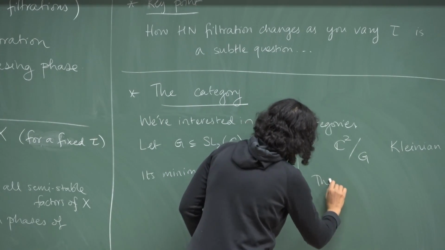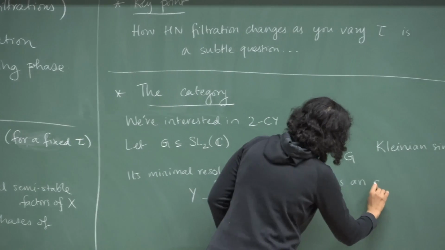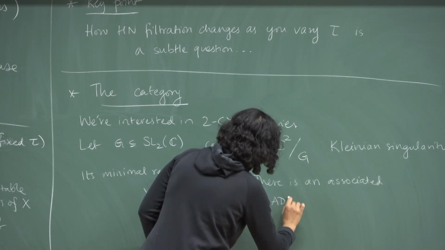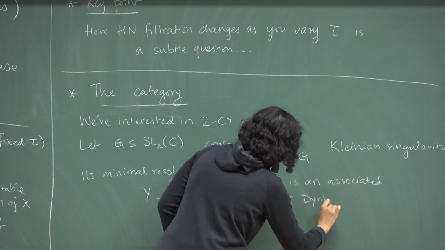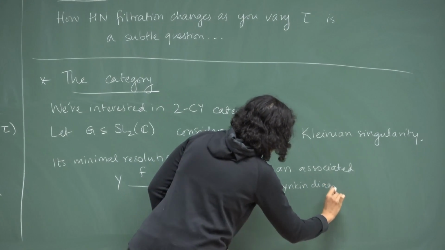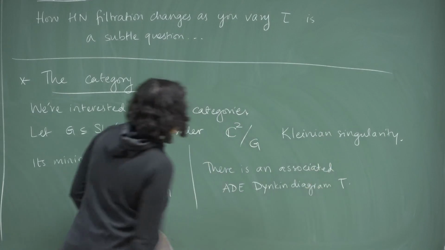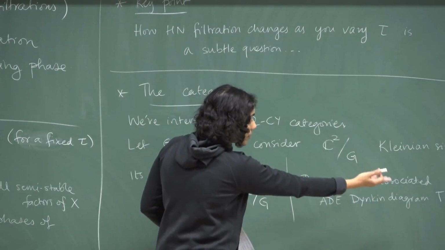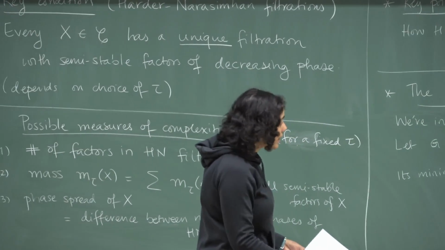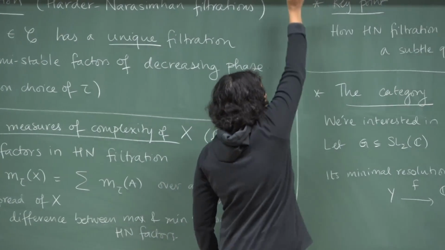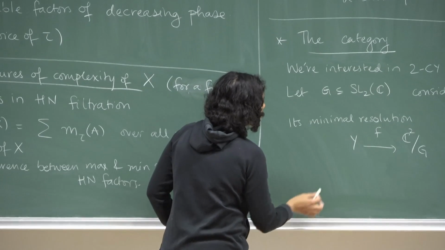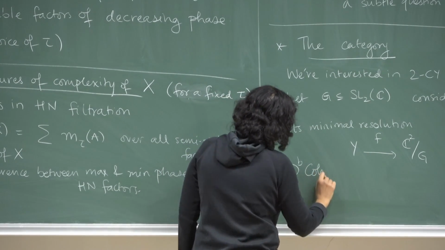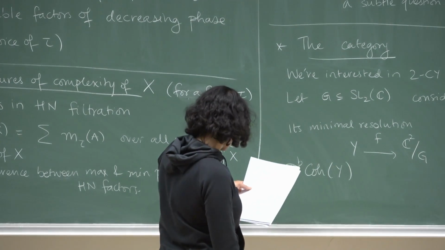So there is also an associated ADE Dynkin diagram. Normally there's an algebraic description which comes from this Dynkin diagram gamma directly. We can think about a more geometric description as follows. So we look at D^b Coh of Y.